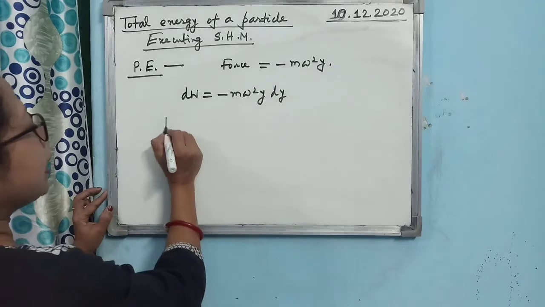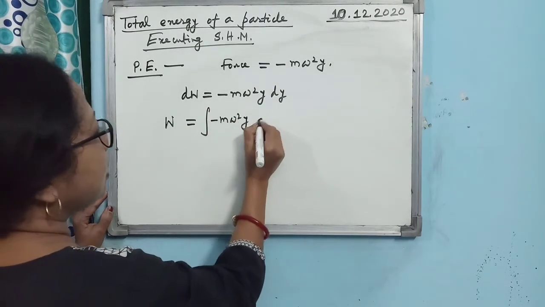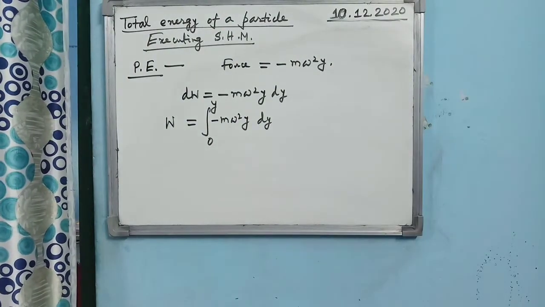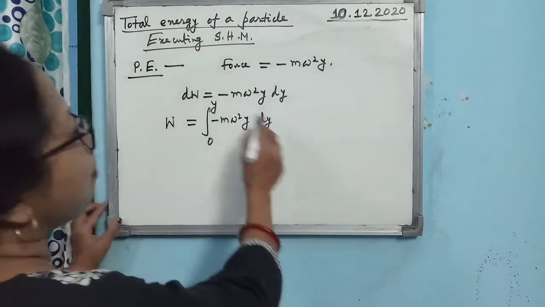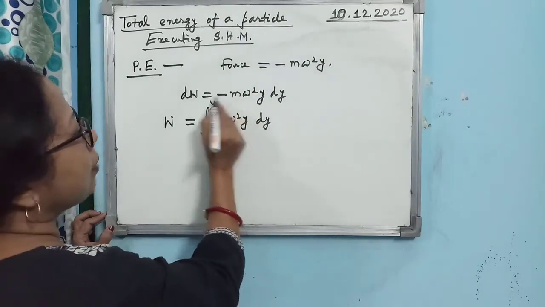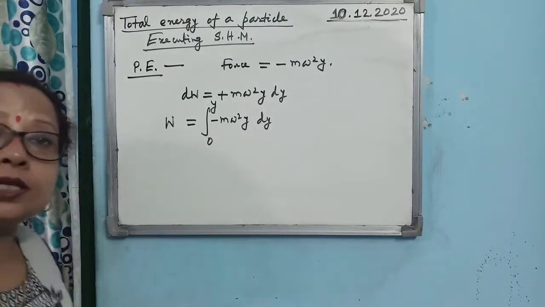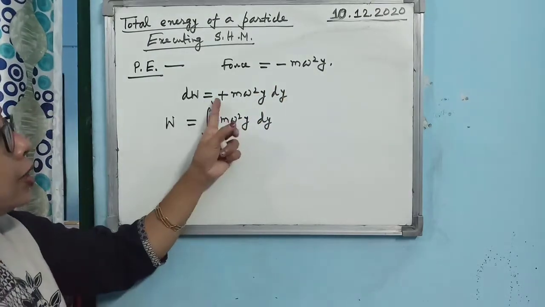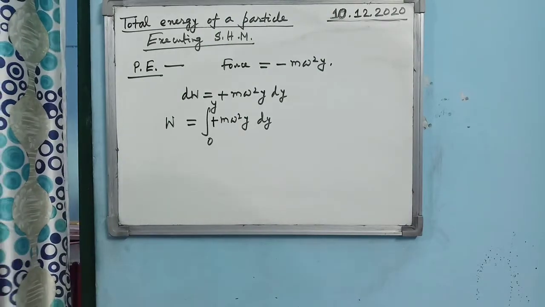So what will be the total work done? You have to integrate it from 0 to y. Is that clear? Now in this case, remember that when you are writing dW, the force you have to apply should be opposite to the restoring force. As the restoring force is minus m omega square y, when considering dW, it will become plus m omega square y dy.